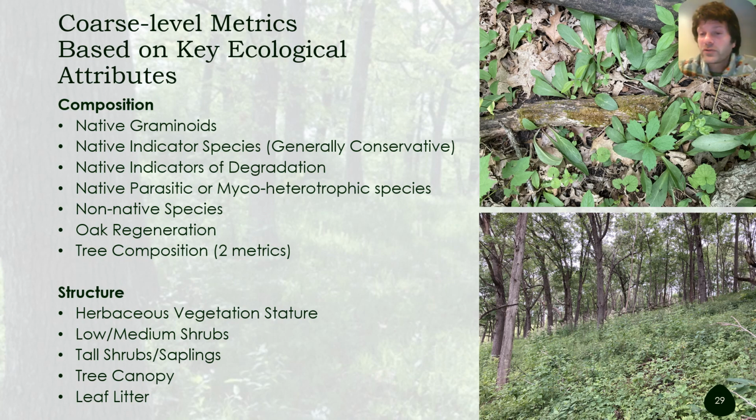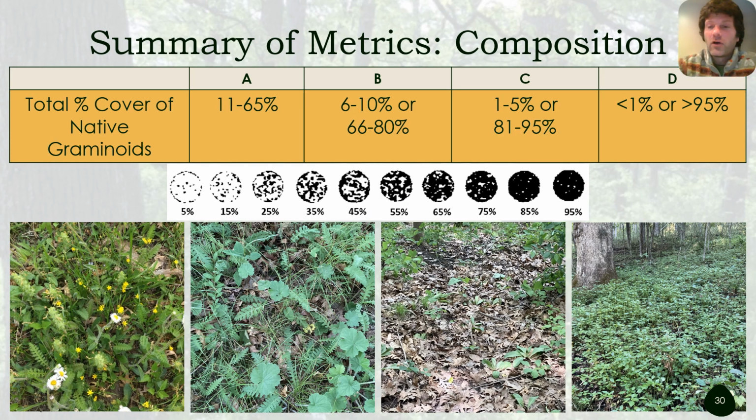So the coarse-level metrics that we came up with are summarized here, and I'm not going to go through them all here. I'll go through them in turn, but they fit into 2 very broad categories, composition and structure. And in quite a few of these cases, those are tied to different stressors and drivers in oak woodlands. So I'll start with the compositional metrics, and the first one is the total percent cover of native graminoids.